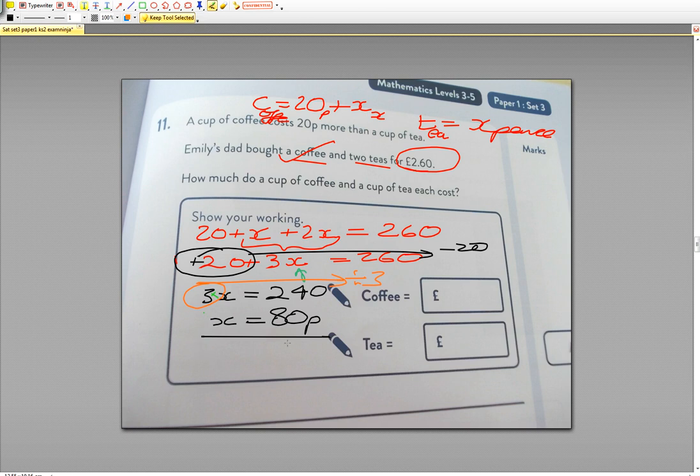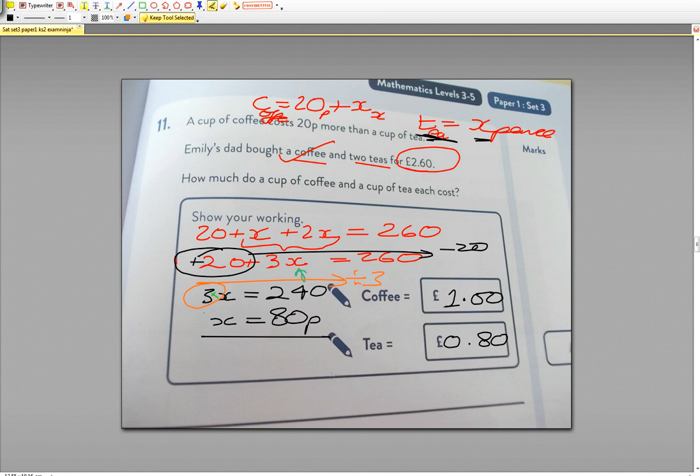So 80p. So 80p is the cost of what? So x is the cost of what? The t. So the t is, if you do it in decimal pounds, 0.80. Okay, 80 pence is 0.80 pounds. Now we know the coffee costs how much more? 20p more. So how much does the coffee cost? £1. Are we happy with that?